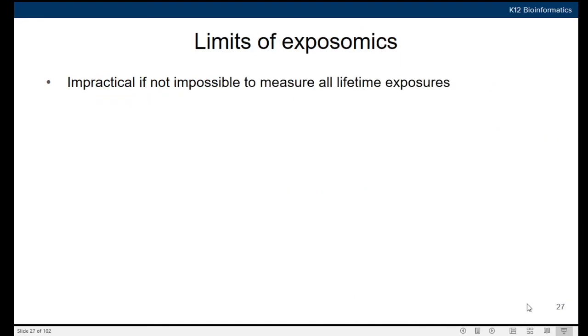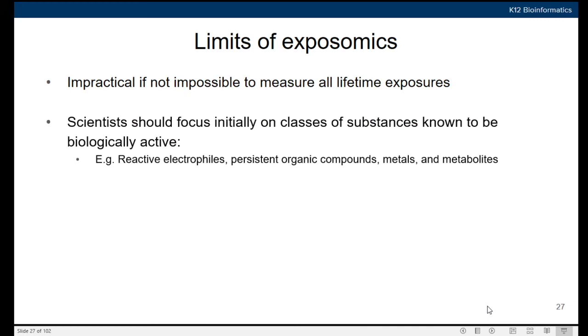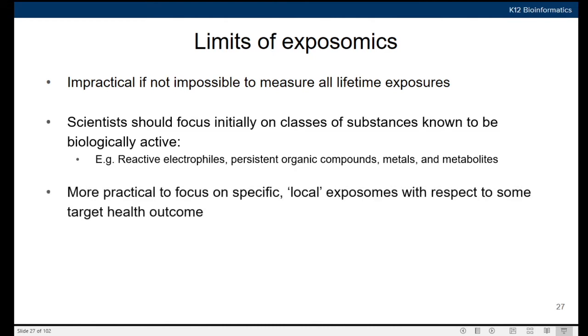As previously suggested, it's impractical, if not impossible, to measure all lifetime exposures. A more practical strategy is for scientists to focus initially on classes of substances known to be biologically active, and therefore likely to cause some sort of negative health impact. For example, this could include reactive electrophiles, persistent organic compounds, metals, and metabolites. Ultimately, it's most practical to focus on specific local exposomes with respect to a single target health outcome.